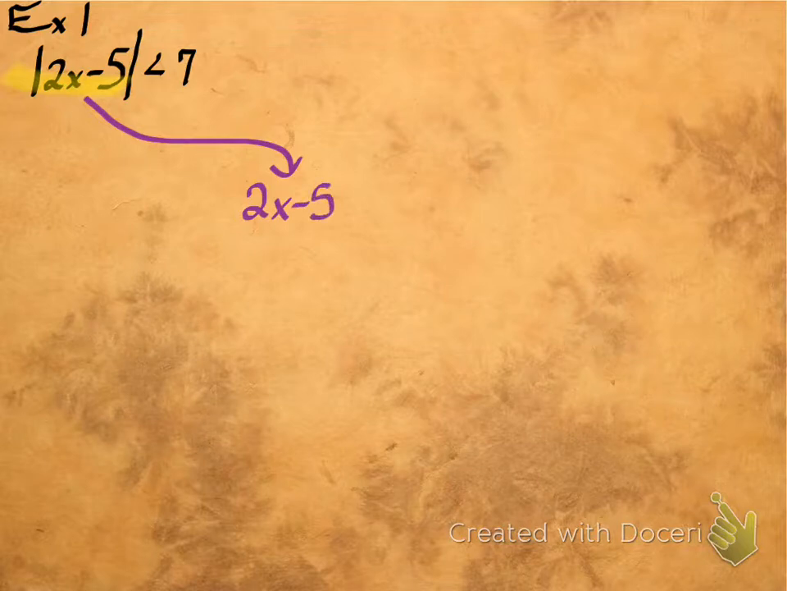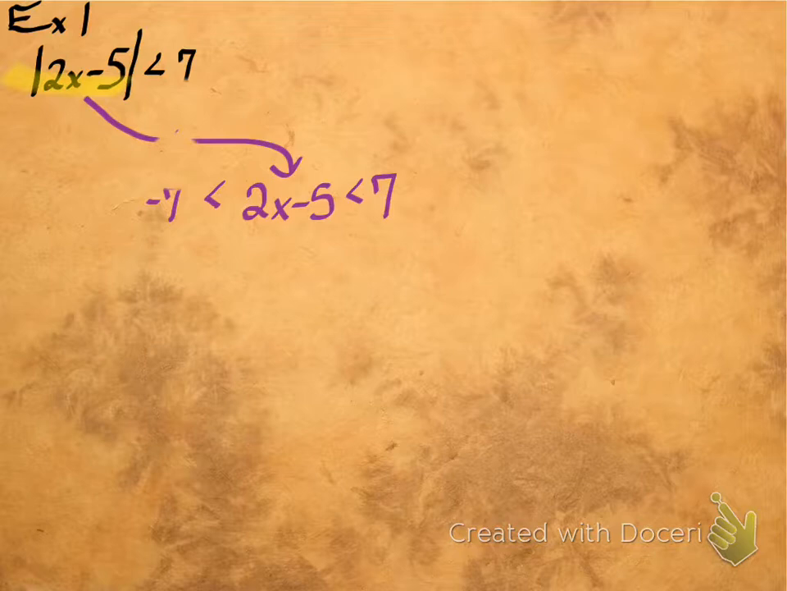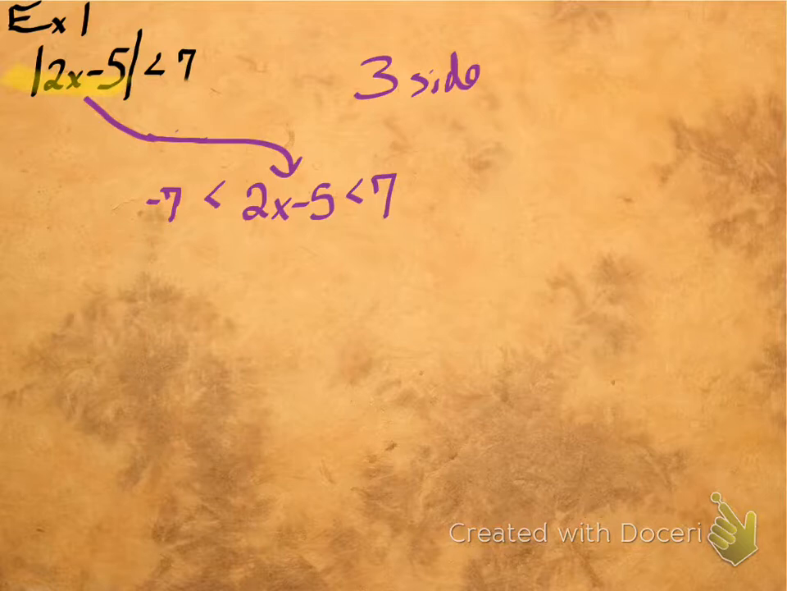2x minus 5. Now, just like when we were dealing with the equal, we had the negative and positive of the number on the opposite side. We're going to have the same thing. Negative is our smaller number, so it goes over here. The positive, being our bigger, goes over on the other side. The reason I like to write my compound "and" inequalities this way is it makes it easier. When we're dealing with equations, we only have two sides. This time we have three sides: the very far left, the middle, and the right.